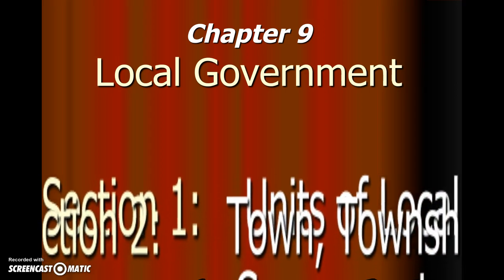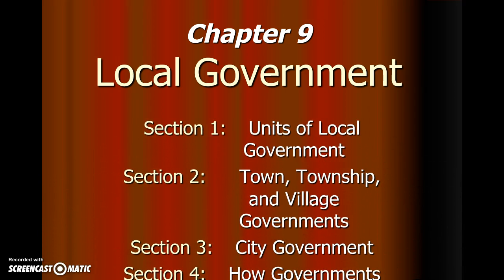Chapter 9 talks about local government. Section 1 looks at the units of local government. Section 2, town, township, and village governments. Section 3, city governments. And Section 4, how governments work together.